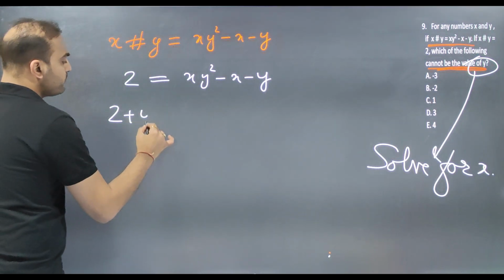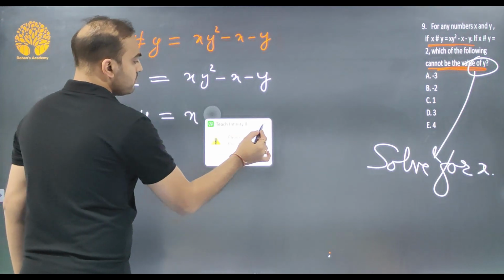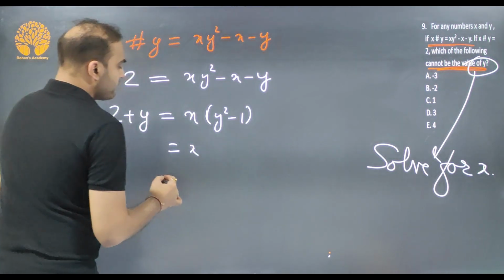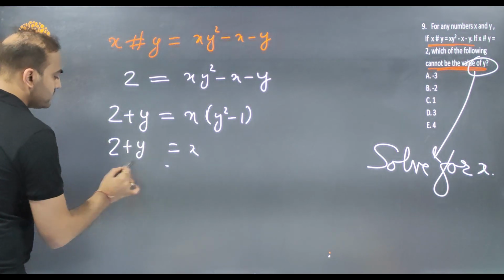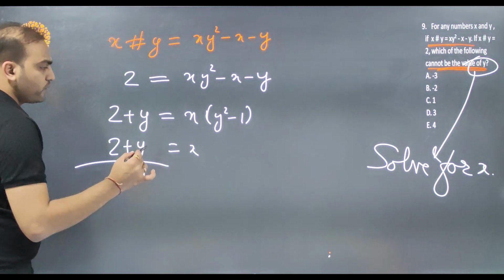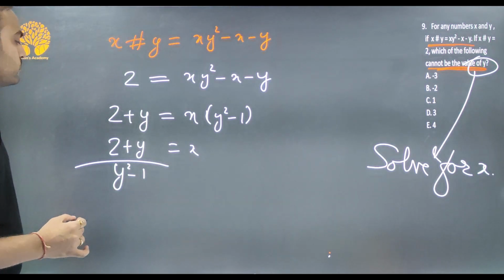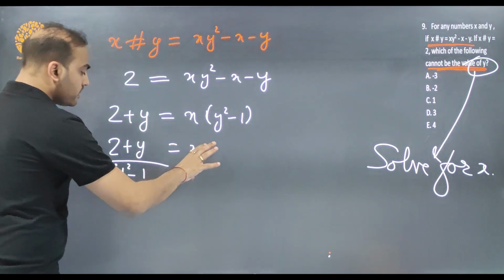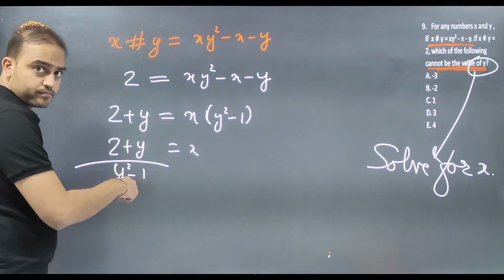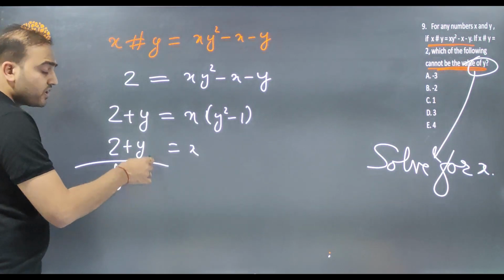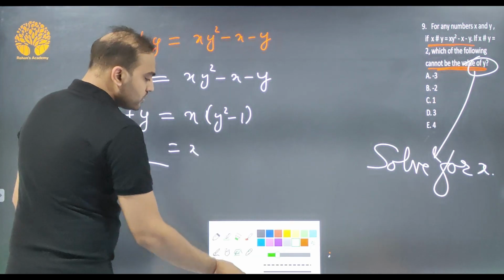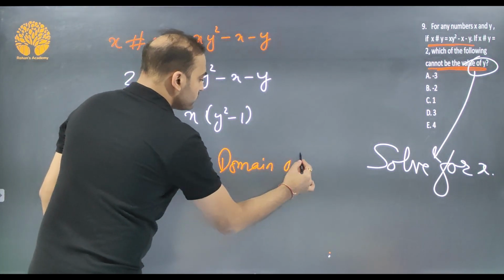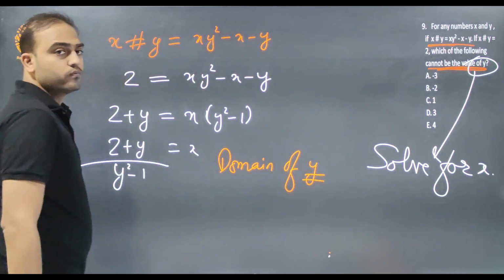What will you get? 2 plus y is x common, so x times y square minus 1. X is equal to 2 plus y divided by y square minus 1. Now what has happened? You have found a function in terms of y. Now simply find the domain of y.